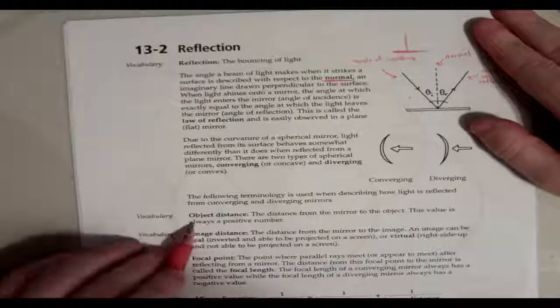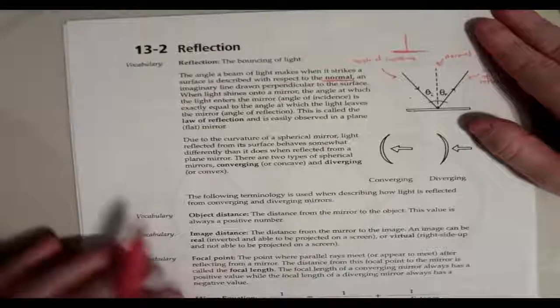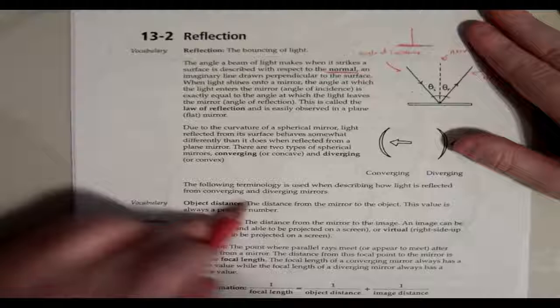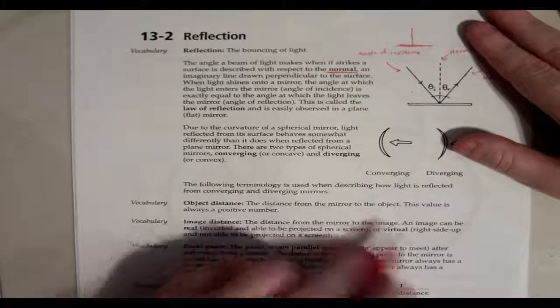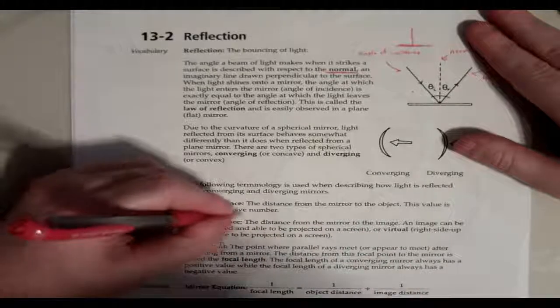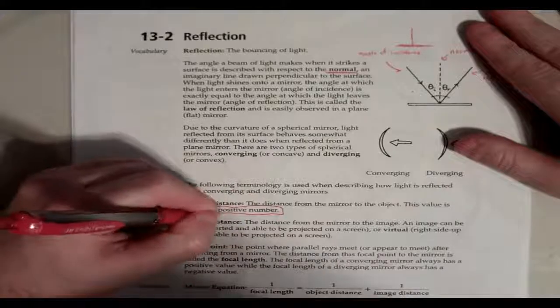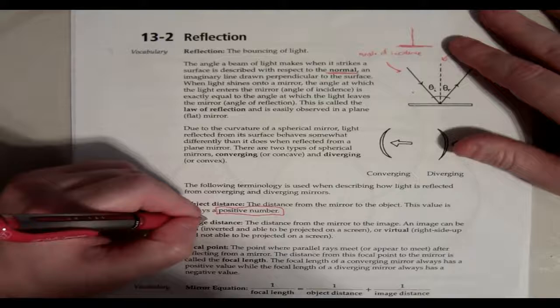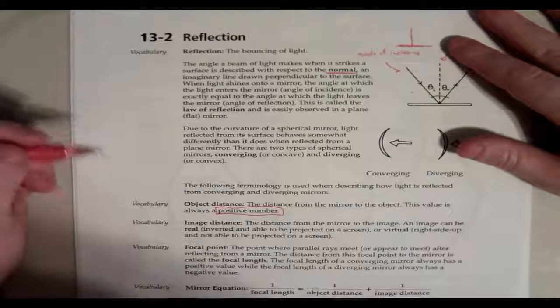Okay, so vocabulary. Let's go over this. You guys should have already done this in the vocab, but alas, we'll cover it anyways. Object distance. The distance from the mirror to the object. It has to be positive. You can't be negative. So the distance from the mirror to the actual object, it's going to be a positive number. Image distance. The distance from the mirror to the image.